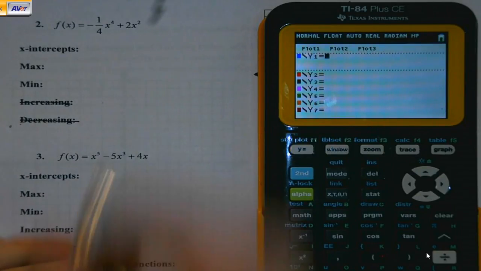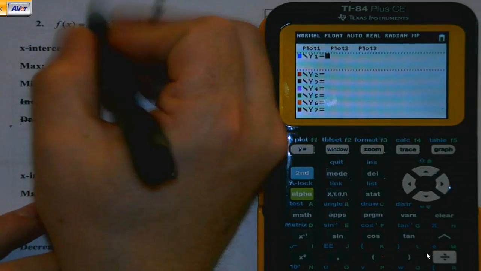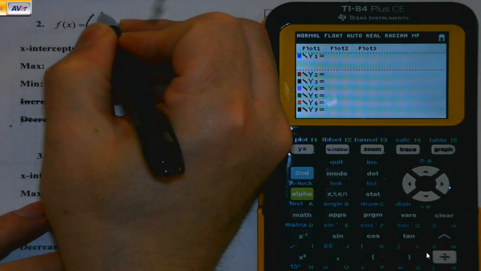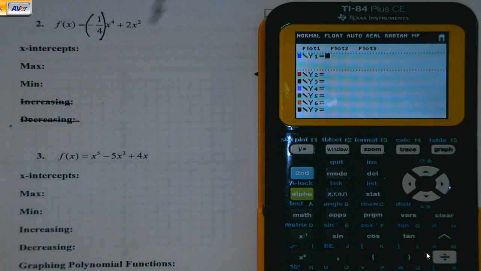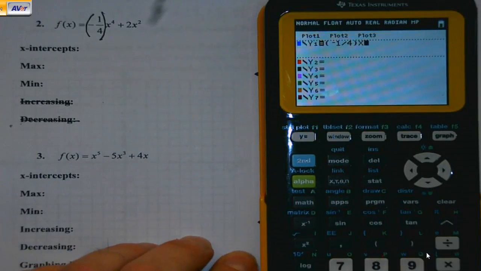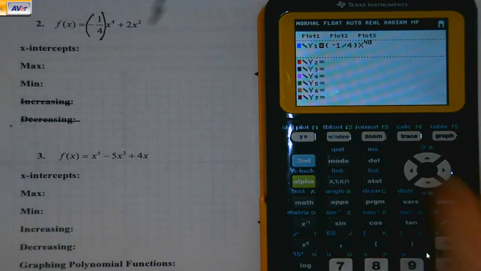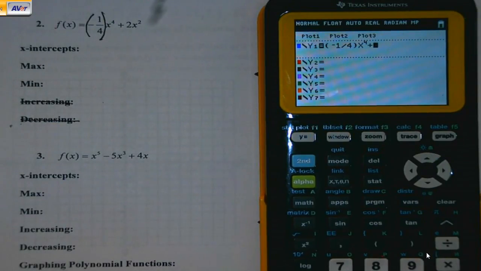Okay. So when I go to type this into Y equals, attention, critical moment. The fraction has to be in parentheses, or the calculator is going to think this x to the fourth is in your denominator. Okay, so negative 1/4 x to the fourth, again, we need to get that out of the exponent, so right arrow, plus 2x squared. Okay, typing in, always a good idea.